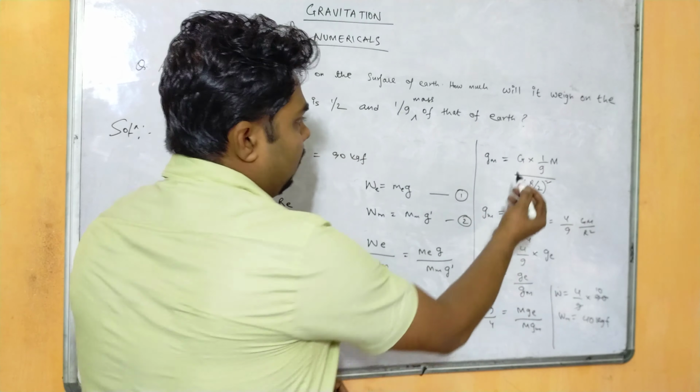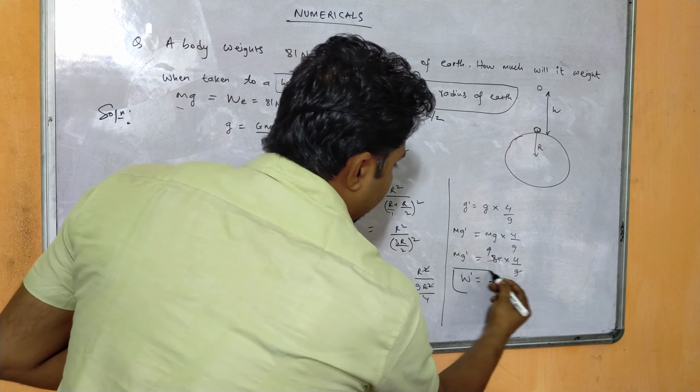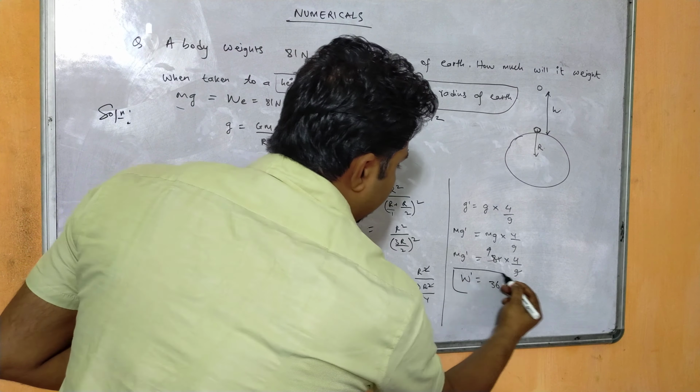Now you see what we need to find here: how much will it weigh when taken to a height. That means we have to find the weight of that object at that height. So we multiply m on both sides. If you multiply m on both sides, that means m into g dash, that is mg dash, and m into g, that means the weight on Earth. The weight on Earth is already given, how much? 81 Newton. So in place of mg we substitute 81, that is 4 by 9. Now 9 9s are 81, 9 4s are 36. So mg dash, that is the weight at that height, our answer is w dash equals 36 Newton.